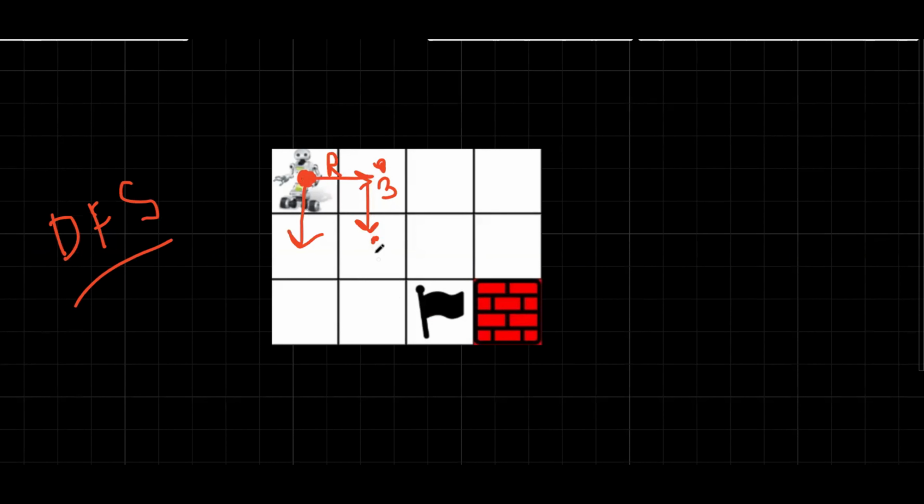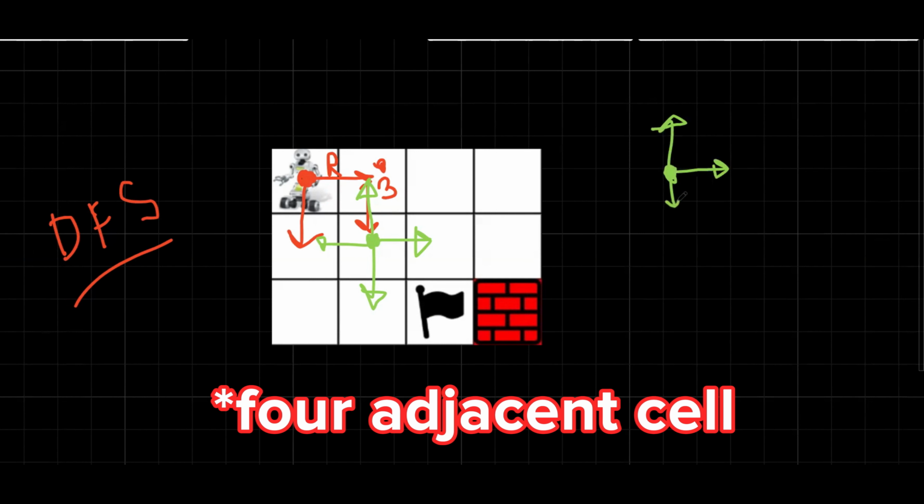Now, suppose currently we are here. Now, from here, we have to recursively call the DFS function from this cell, this cell, this cell, and this cell. So the algorithm is, at first, we are in a cell, and we have to recursively call the DFS function for all of these 4 adjacent cells.